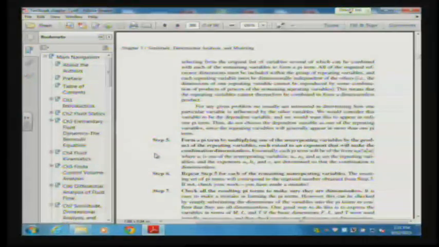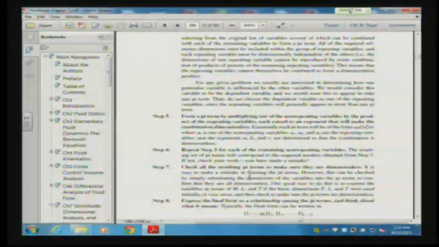Form the pi term by multiplying one of the non-repeating variables by the product of the repeating variables. Generally speaking, in our example, that was delta p over delta p sub l, because that's the one we wanted to look at the functionality of with respect to the others. And then we make the product. Okay, so then you repeat step 5 for each of the remaining non-repeating variables if you have more than one. And then you always want to check your results to make sure that everything is dimensionless.